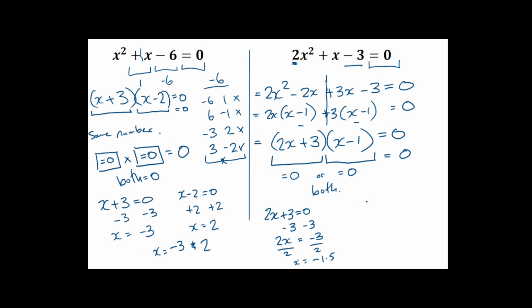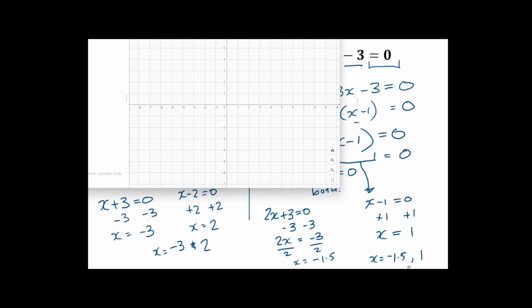And now we have the other bracket here. I'm just going to bring this down. X minus 1 equals 0. I'm going to add 1 to both sides to balance it out. Remember we did this. And x equals 1. So in this case, this is true if, and only if, x equals -1.5 and or 1. So does that have any use? Well, yeah, it does.